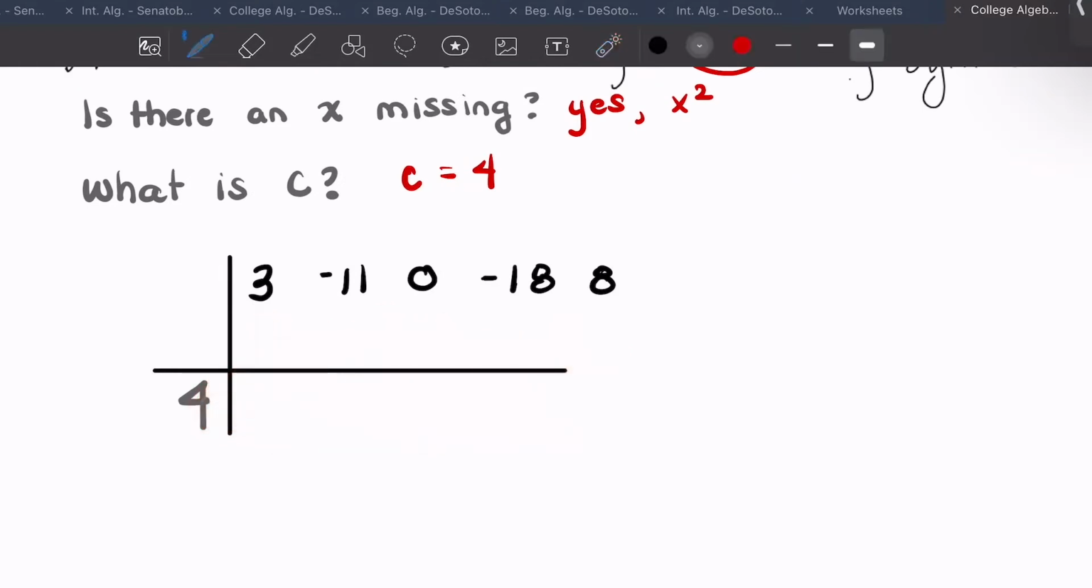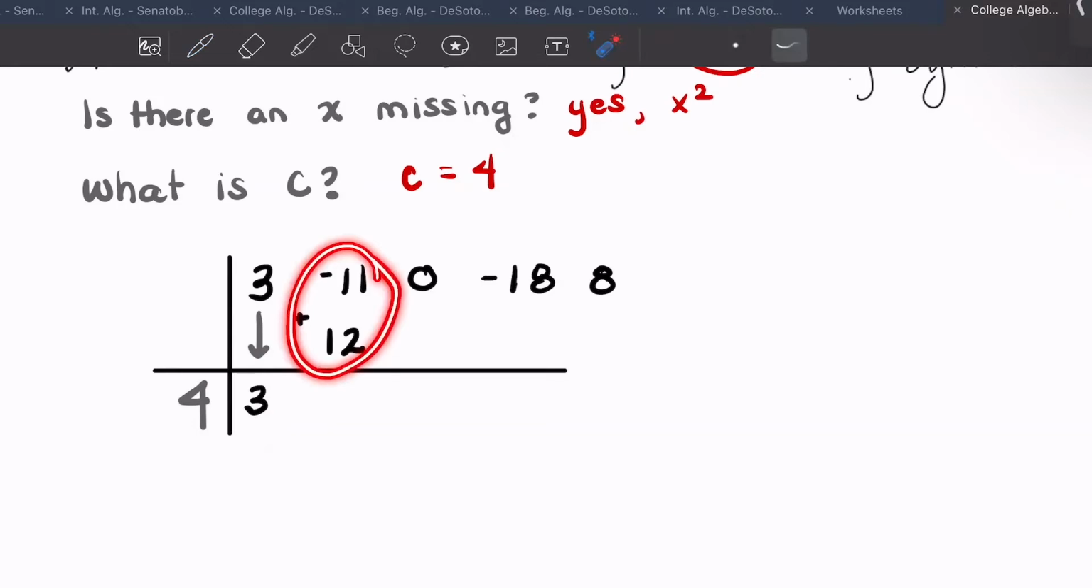All right, so you're going to bring down your first number, bring down 3. Let me change my color. Bring down 3. You're going to multiply here 3 times 4, and you put that number under the next set. All right, 3 times 4 is 12. Then you're going to add down. Okay, you're going to add down. Negative 11 plus 12 is 1. Then you're going to do it again. Okay, you're going to multiply here, put that number here, and then add down.